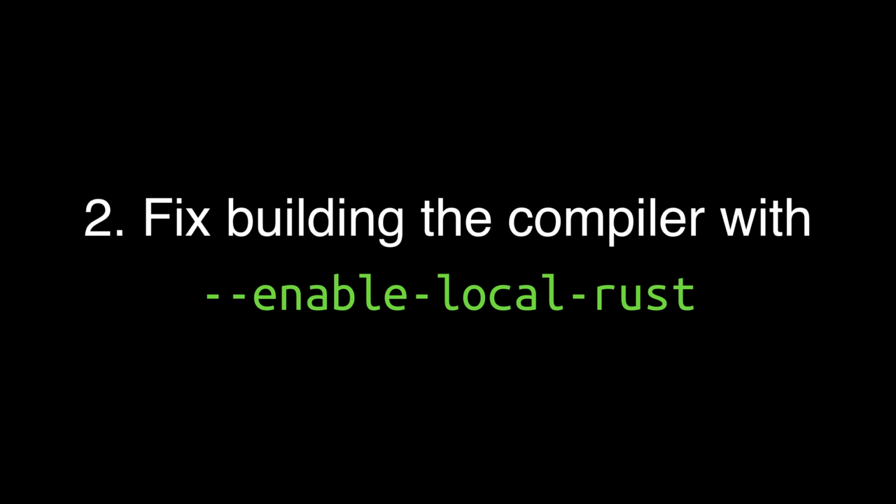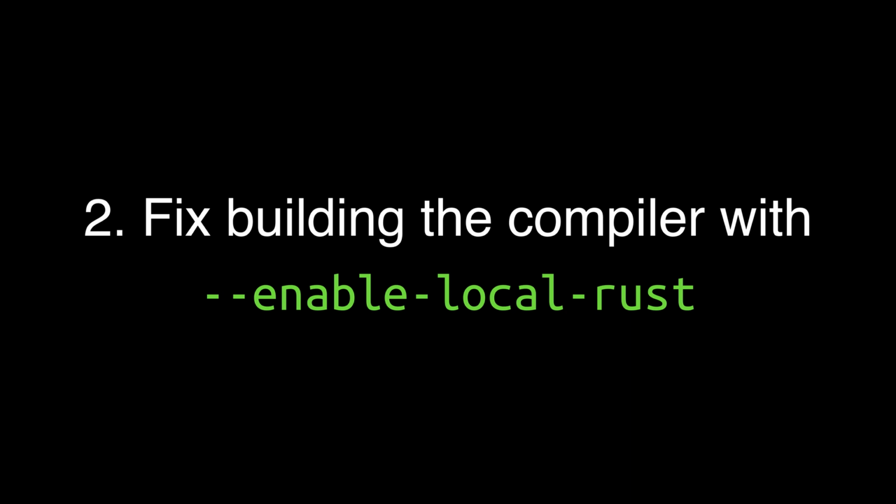If you want to learn more about Link Time Optimization, there's a link in the description to more information. Since they were putting out a patch release anyway, the Rust devs threw in a few good fixes to go along with it, like number 2, fix building the compiler with enable local Rust, which is an option when compiling Rust itself to tell it to not re-download stuff that has already been downloaded.